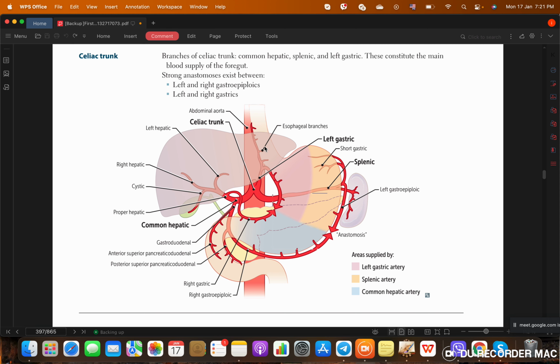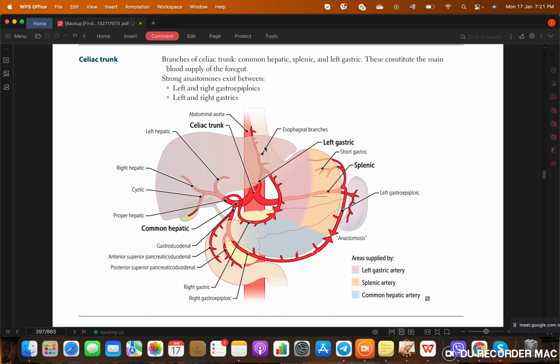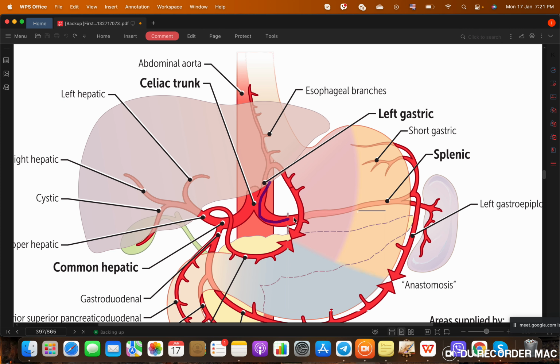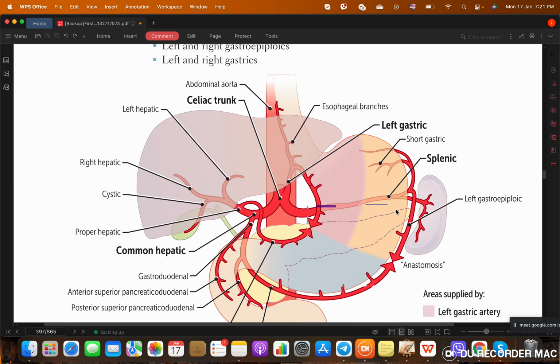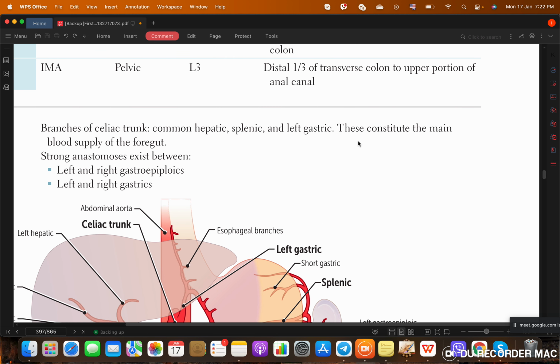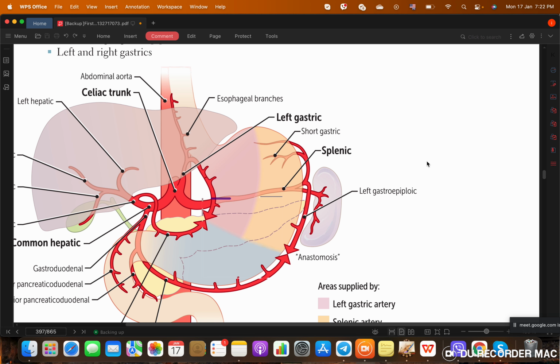Nice. So the branches of the celiac trunk are as follows. We have the common hepatic, we have the splenic, and we have the left gastric. You can see that it has the splenic, which goes posterior to the stomach, yeah? Also it has the common hepatic, which gives branches for the liver, but not only. Except for the liver, it also gives branches to the stomach and the duodenum, okay? And finally, we have the left gastric, which supplies the lesser curvature of the stomach.